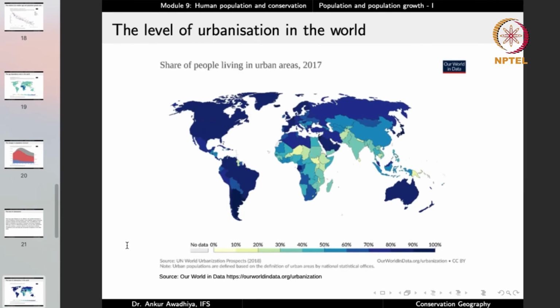And if we look at the level of urbanization in the world, today we have a large fraction of people that are living in urban areas. Most of North America and South America, all of Australia, most of Europe, many parts of Asia, some parts of Africa, you find that the share of people living in urban areas is greater than 50%. Whereas in certain countries, the share of people that are living in urban areas is still less than 50%. So we can say that they are the rural dominated areas.